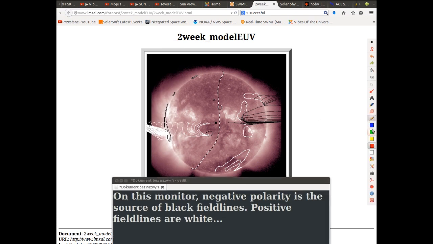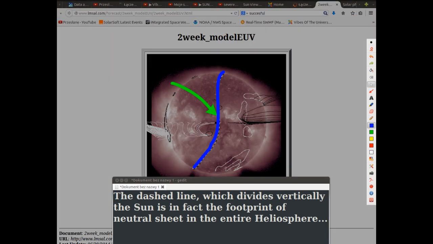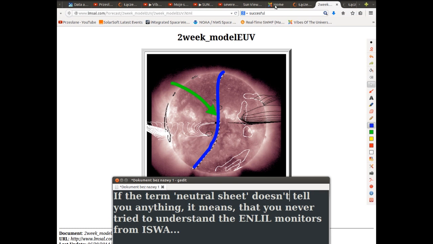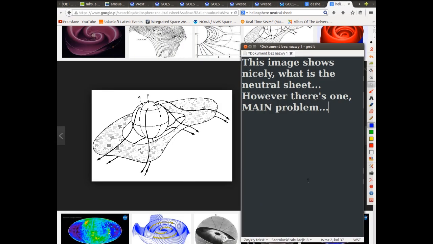On this monitor, negative polarity is the source of black field lines. Positive field lines are white. The dashed line which divides the Sun vertically is in fact the footprint of the neutral sheet in the entire heliosphere. If the term neutral sheet doesn't tell you anything, it means that you never tried to understand the Enlil monitors from ISWA. This image shows nicely what the neutral sheet is.